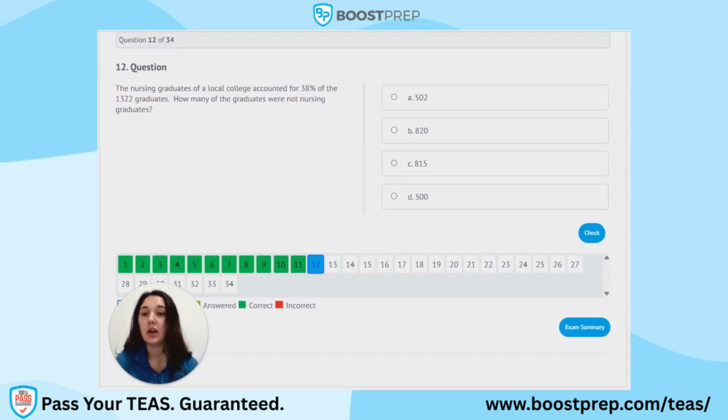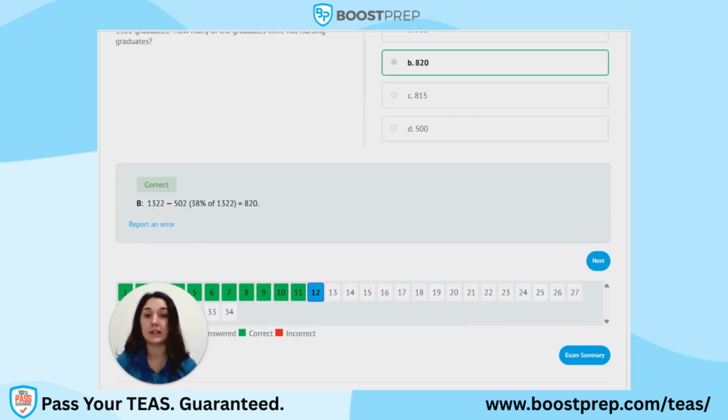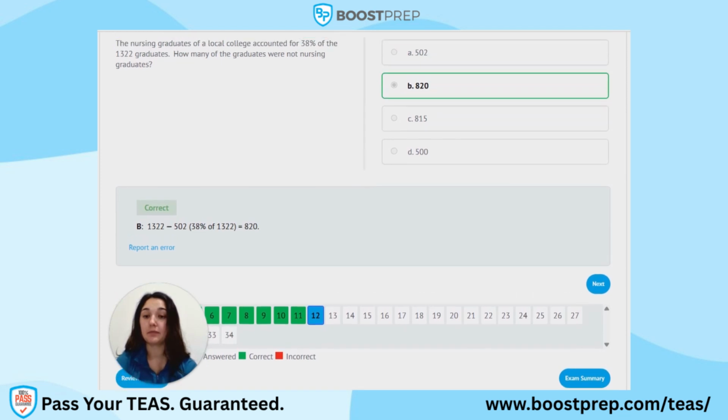Question 12. The nursing graduates of a local college accounted for 38% of the 1,322 graduates. How many of the graduates were not nursing graduates? A, 502, B, 820, C, 815, D, 500. The correct answer is B, 820.